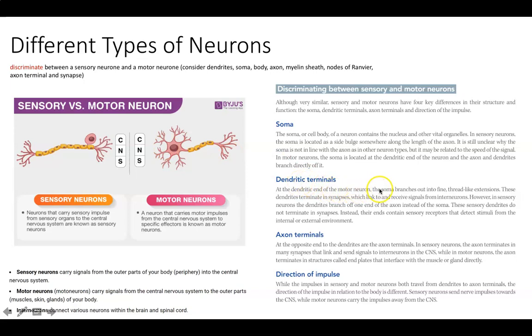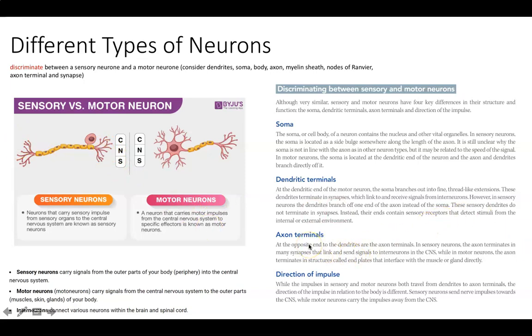In the motor neuron, the soma branches out into fine thread-like extensions. They have synapses, which receive signals from other interneurons. However, in sensory neurons, the dendrites branch off one end of the axon instead of the soma. So you can see that there.